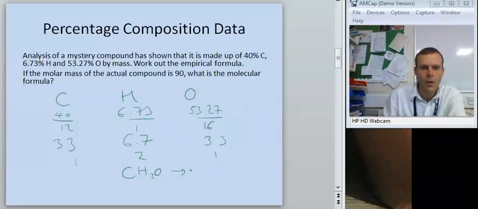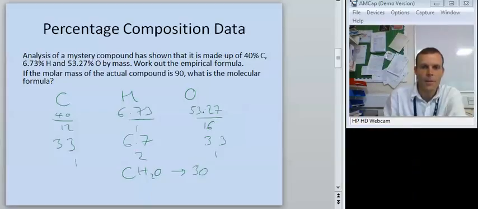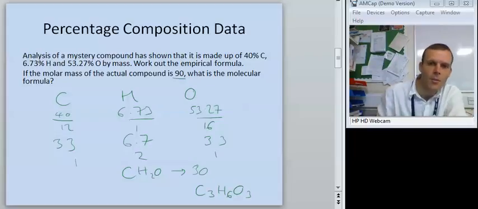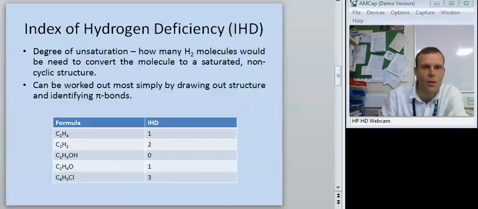That empirical formula has a mass of 12, 13, 14, 30. If the actual compound is 90, I need 3 lots of that, so it's going to be C3H6O3. And that's often the starting point for some of these analytical questions that you'll see in this topic.